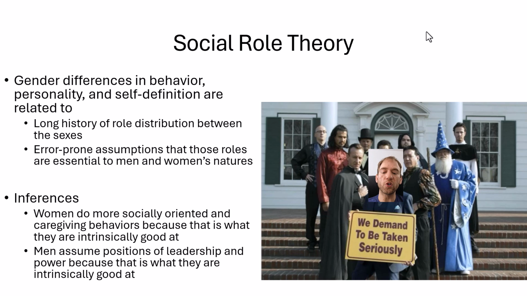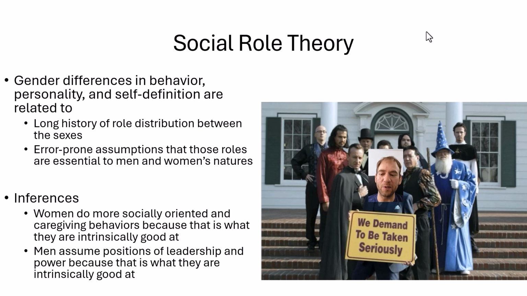Inferences: women do more socially oriented and caregiving behaviors because that is what they're intrinsically good at. Men assume positions of leadership and power because this is what they are intrinsically good at. So again, people act as amateur psychologists trying to figure out causal attributions, as we talked about in previous chapters. You look at the world around you and say, women are more likely to be a nurse or a preschool teacher. Therefore, that is intrinsic to the properties of what being a woman is.